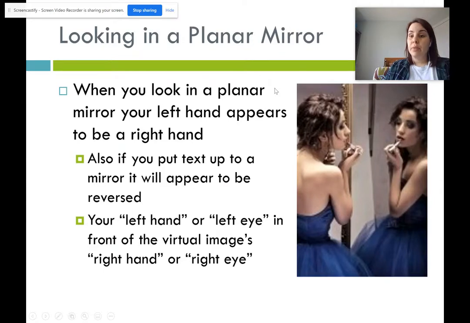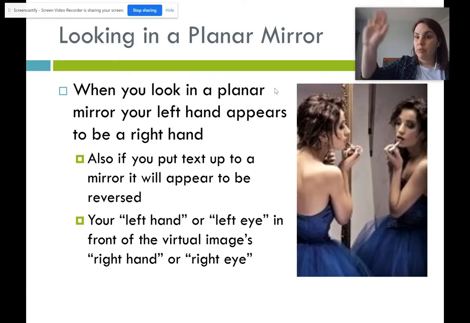This is a little bit different. We're going to talk in the future about real images, where we use things, for example, like mirrors and projectors to actually project an image onto a screen where there is actually light where we perceive the image to be. Okay?